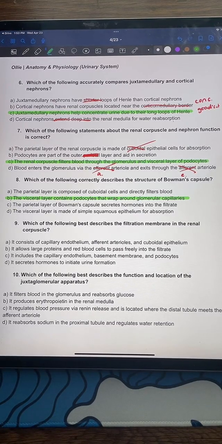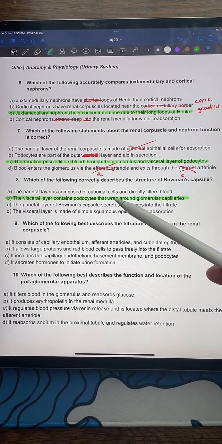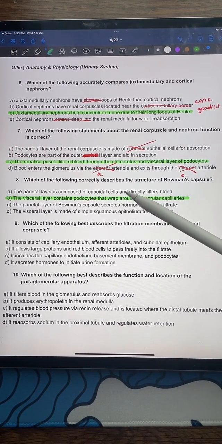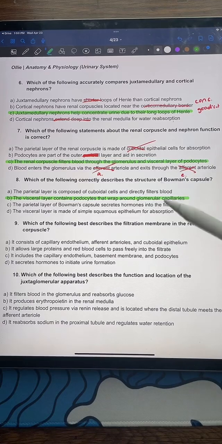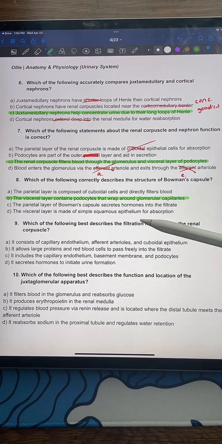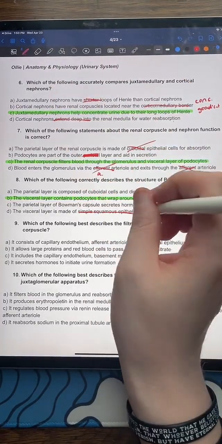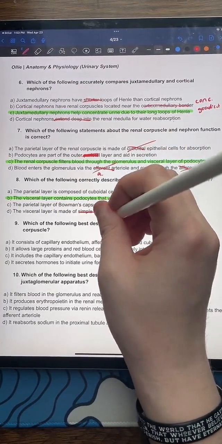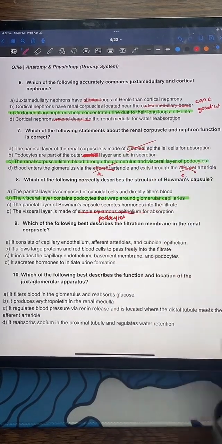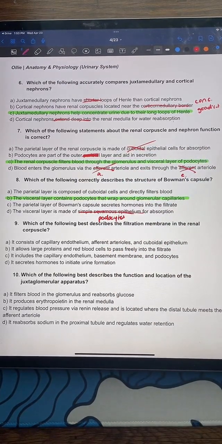So, again, the parietal layer is simple squamous epithelial, not cuboidal, so it is not going to filter blood. C. Parietal layer does not secrete hormones. D. The visceral layer has what we talked about in the last, is podocytes, not squamous cells. So they don't function in absorption.